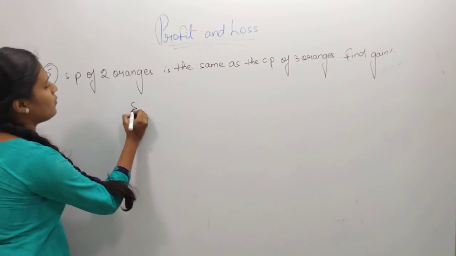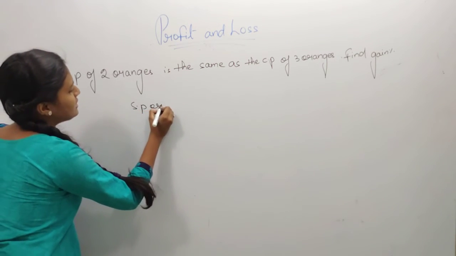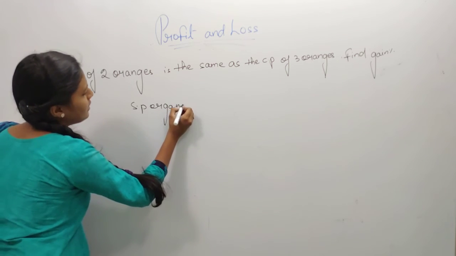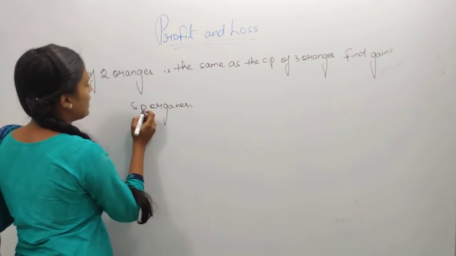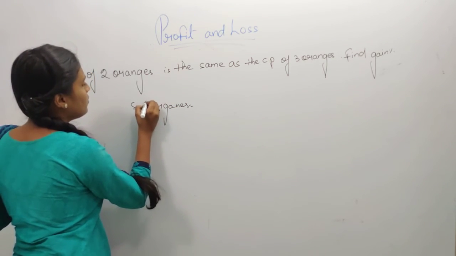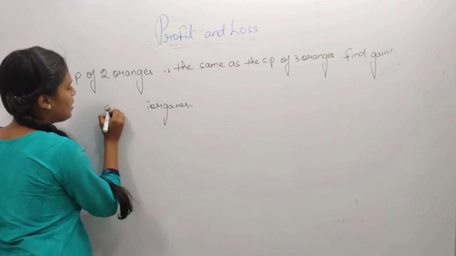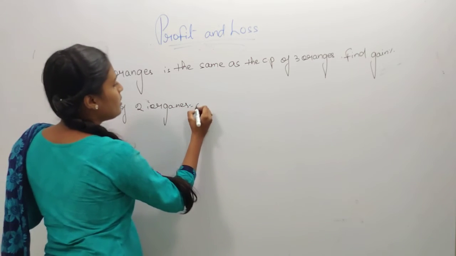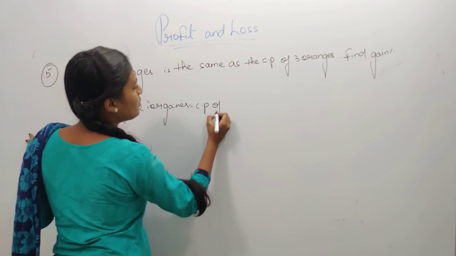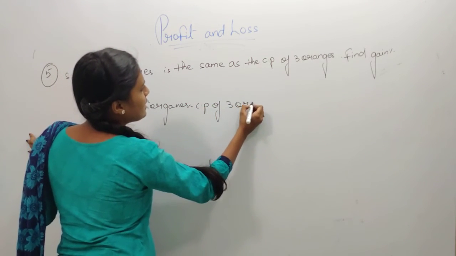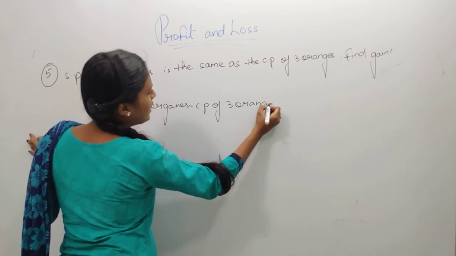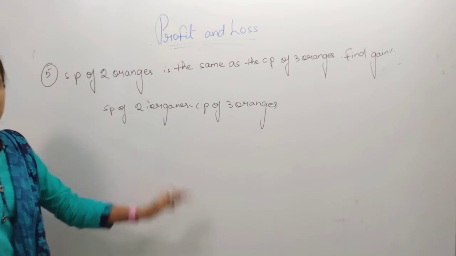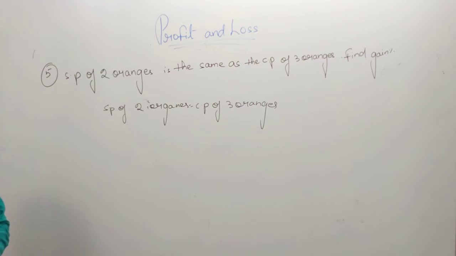The selling price of 2 oranges is equal to the cost price of 3 oranges. It is given in the question. The selling price of 2 oranges is the same as the cost price of 3 oranges. The cost price is not given in the question.